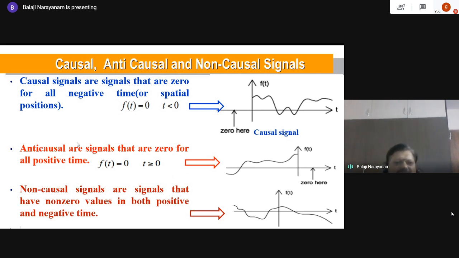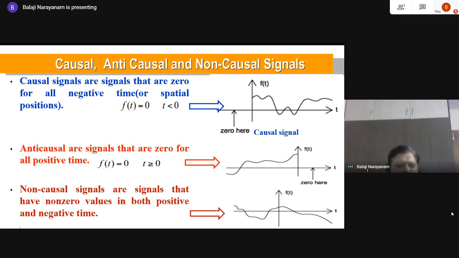Now let us define anti-causal. Anti-causal signals are signals that are zero for all positive time. f of t is equal to 0 for t greater than or equal to 0. And you observe here, for t greater than or equal to 0, you don't have any signal on the right hand side, whereas the signal does exist on the left hand side.